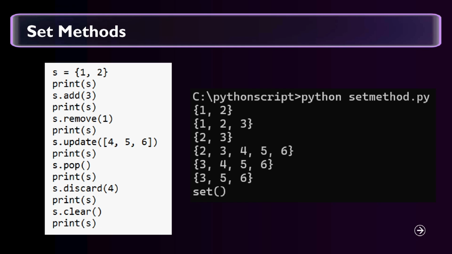Here in this slide, a program is written with various set methods. The set S contains two elements, and various set methods like add, remove, update, pop, discard, and clear methods are applied to this set S. And here we see the output in this slide.